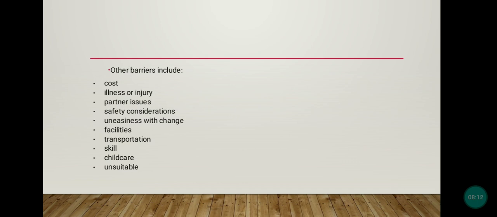Other barriers include the following. First, cost. Next one is illness or injury. Next one is partner issues. Next one is safety considerations. Next one is uneasiness with change. Next one is facilities. Next one is transportation. Next one is skill. Next one is childcare. Next one is unsuitable.